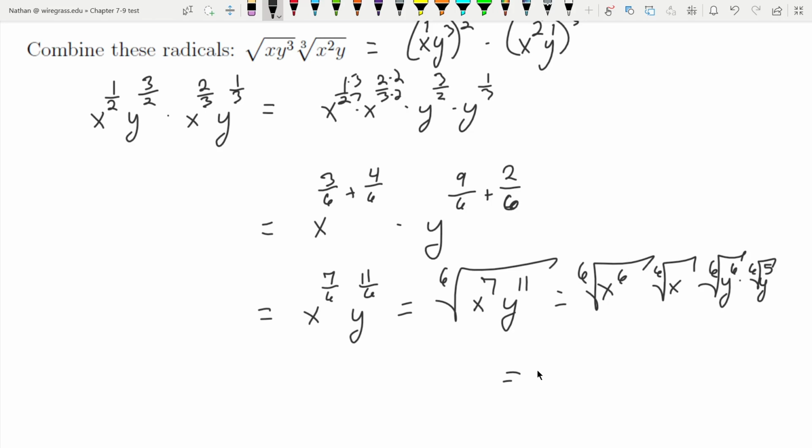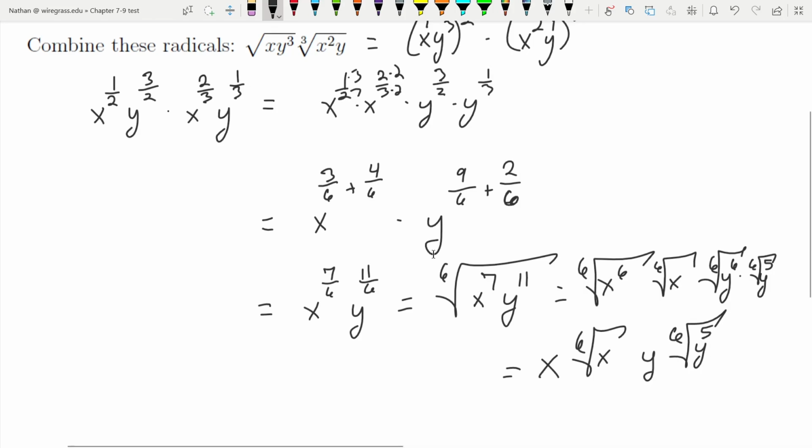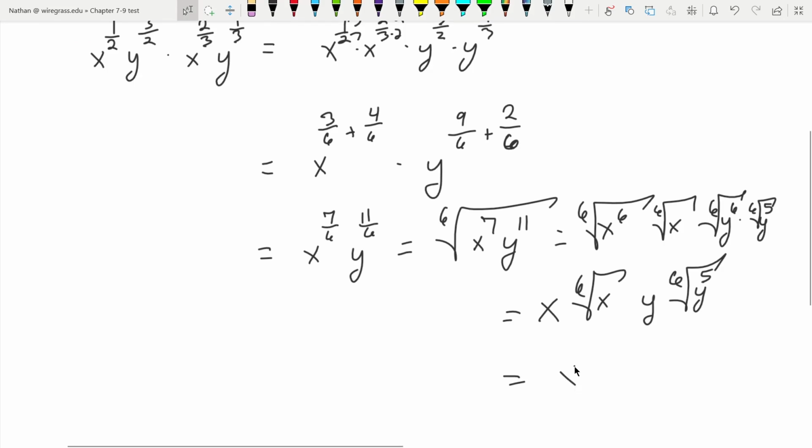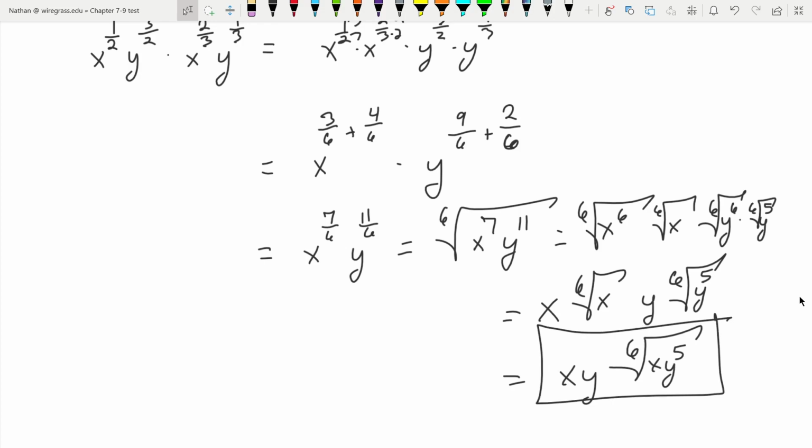So what this ends up giving me is x from this one, and then the 6th root of x. And then here I get y, and then the 6th root of y to the 5th. Which then I can finally write as xy, the 6th root of xy to the 5th. And that's one of the ways you can write this answer. There's probably a few different ways that it's valid, but this might be what they're looking for.